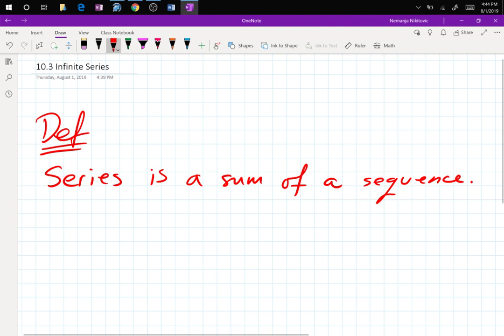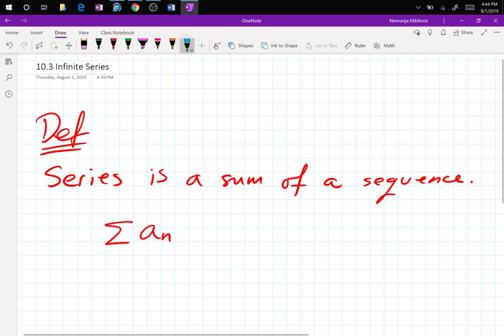Notation for it would be summation of a_n. And it's going to go from some value n equals to either 0 or 1 or 2 or whatever. So it goes from some value, let's put 1, and it can go to a finite number or it can go to infinity. So I'm just not going to put any of these that you are used to from Calculus 1. I'm just going to leave it like this.